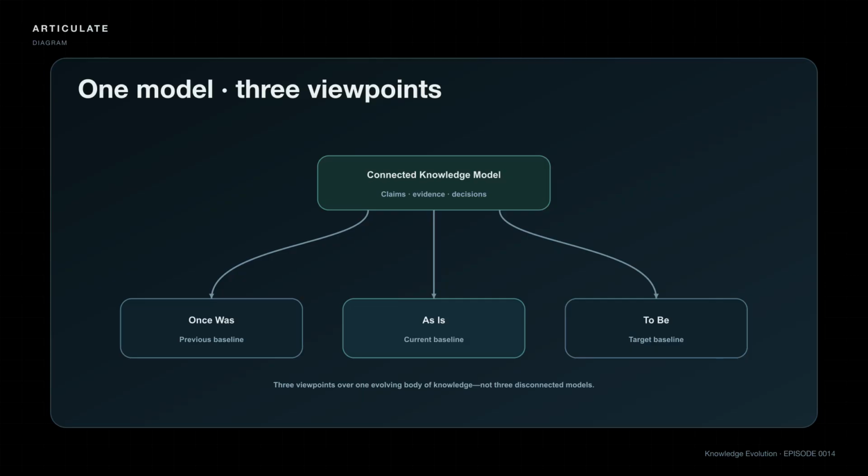A previous baseline allows us to understand the architecture as it once was. And a target baseline can represent the architecture we're intending to create. This gives us the once was, as is, and to be states, without maintaining three disconnected architecture models.